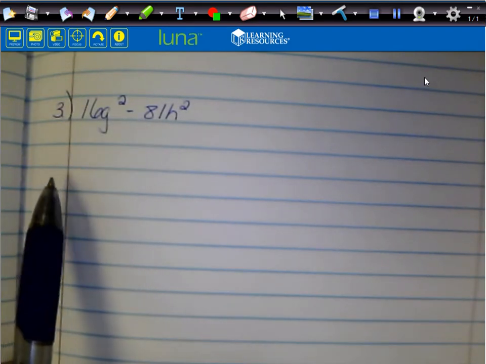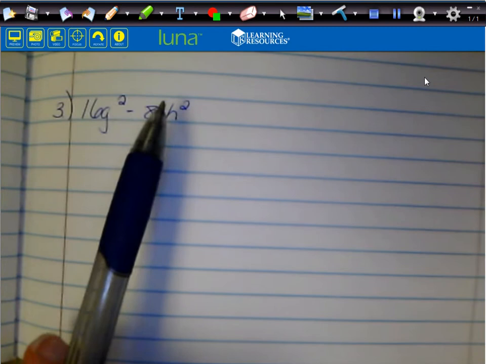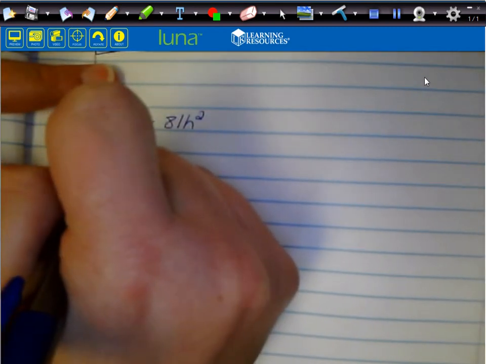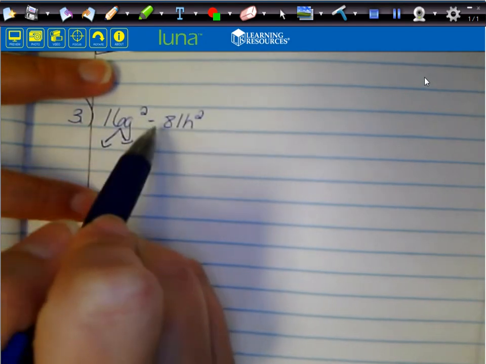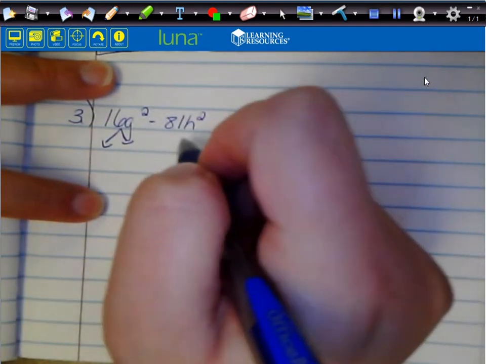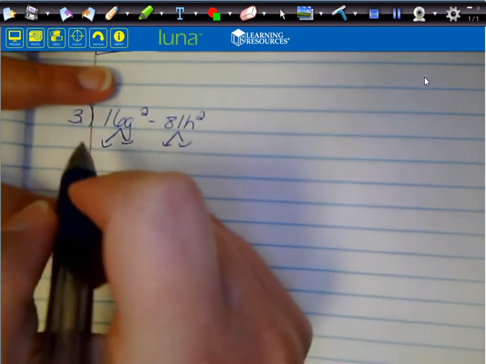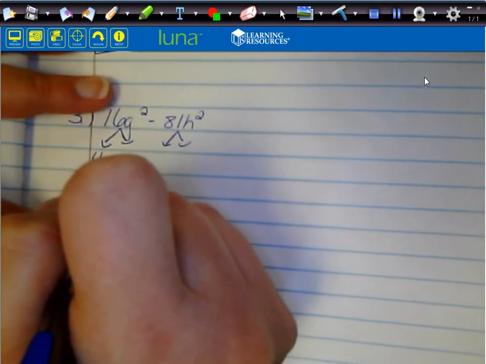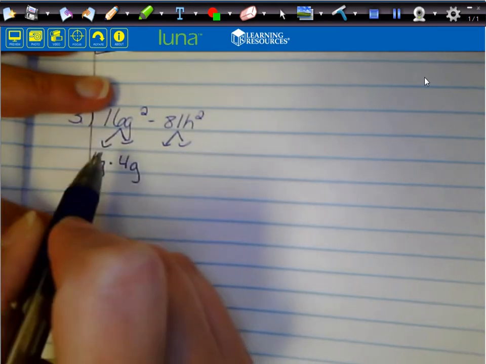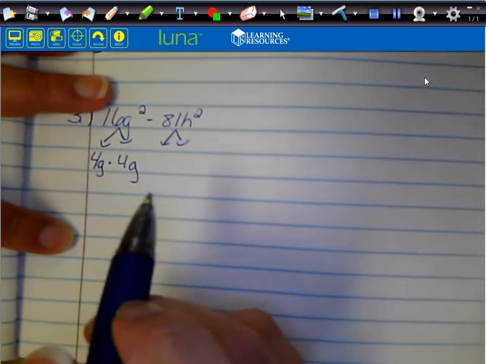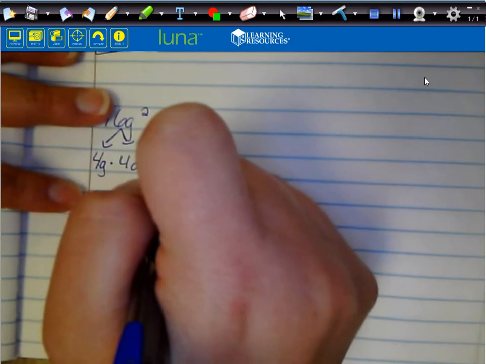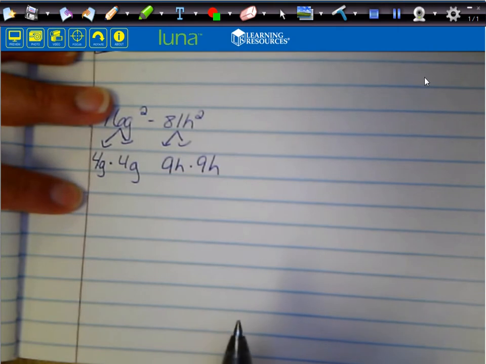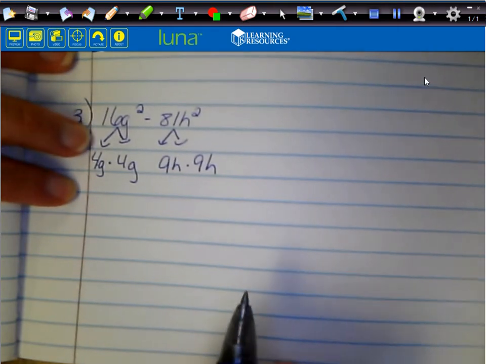Also, g squared is a perfect square because it breaks down into g times g, and so is h squared. So I'm going to go ahead and split this up. And I also have to check to make sure, because it has to have that minus sign in the middle there, and it does. So I'm going to break 16g squared down into 4g times 4g, because 4 times 4 is 16, and g times g is g squared. 81h squared will be 9h and 9h, because 9 times 9 is 81, and h times h is h squared.